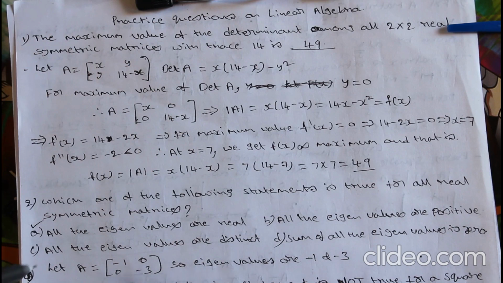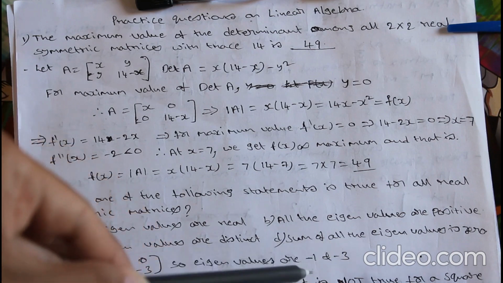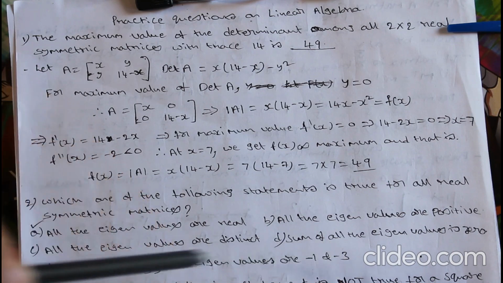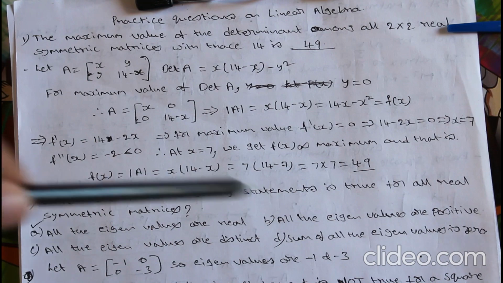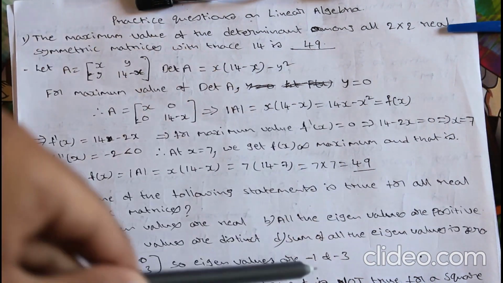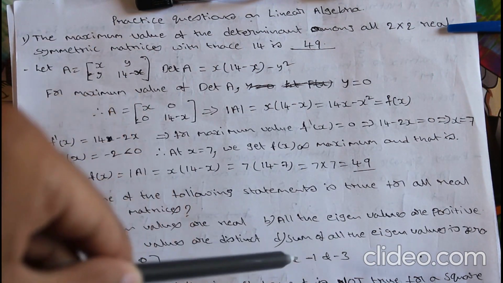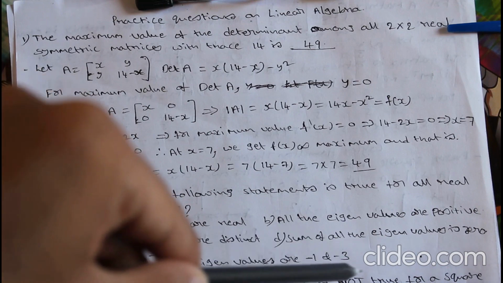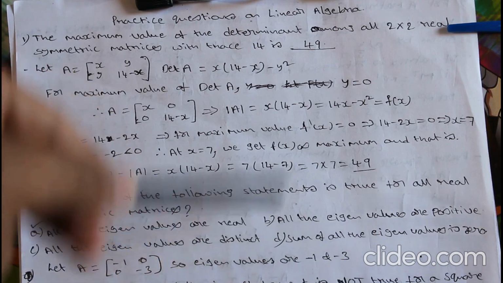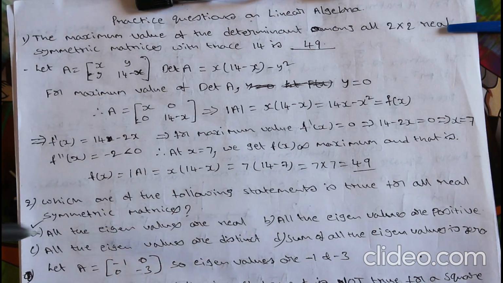Now look at option C: all the eigenvalues are distinct. No, see, these two are not the same, they are different, -1 and -3, so option C is also wrong. Option D: sum of eigenvalues is 0. Find the sum, -1 plus -3, the sum is -4, which is not equal to 0. So option D is also eliminated. So option A is correct.